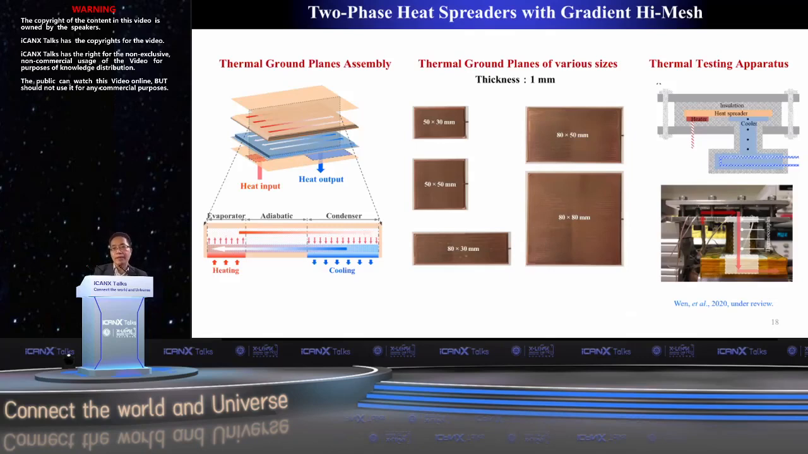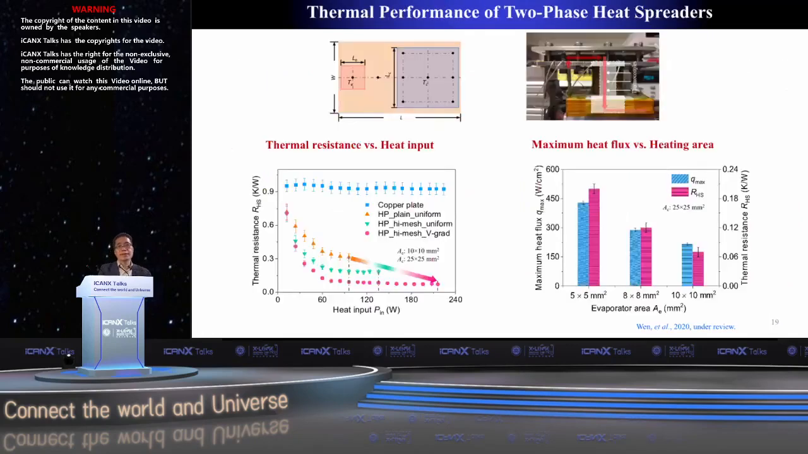Now we test them in the right figure. Basically, we put a heater in and you have heat, then you have, say, cooling down. And you can test what the performance looks like. Now these are the devices we test. On the left side we call the evaporator region, and the right side we call the condenser region, depending on how heat is injected in, right?